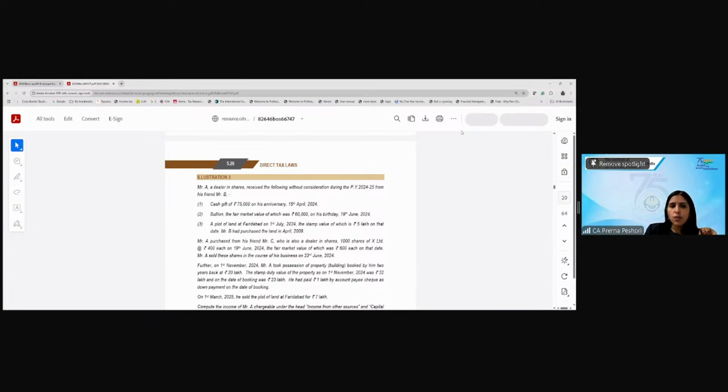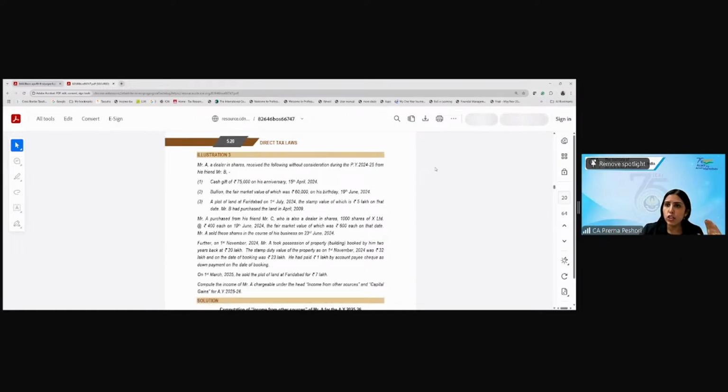What will happen to the cash gift of 75,000? Cash gift of 75,000 on anniversary, 15th April 2024. What is the taxability of this? Up to 50,000 exempt? Yes, but this is 75,000. So this will be entirely taxable.